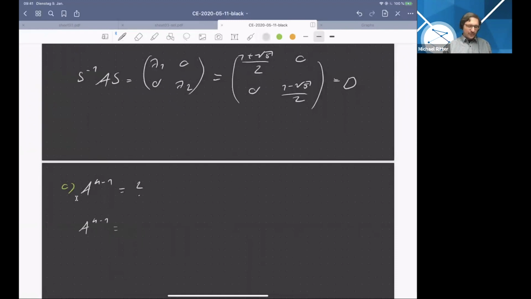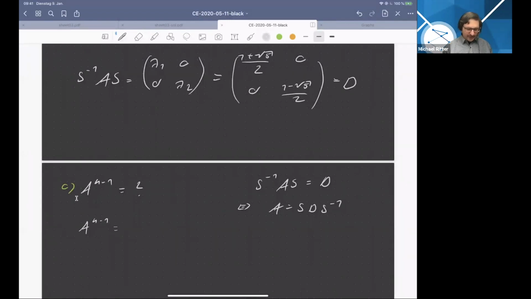So A to the n minus 1, we already know there's a transformation. You know that S to the minus 1 A S is D. So we can solve that for A. That means A is S D S to the minus 1. We have to multiply with S from the left to get rid of this S to the minus 1, and with S to the minus 1, the inverse of S, from the right to get rid of this S here. So that's the reformulation solving for A.